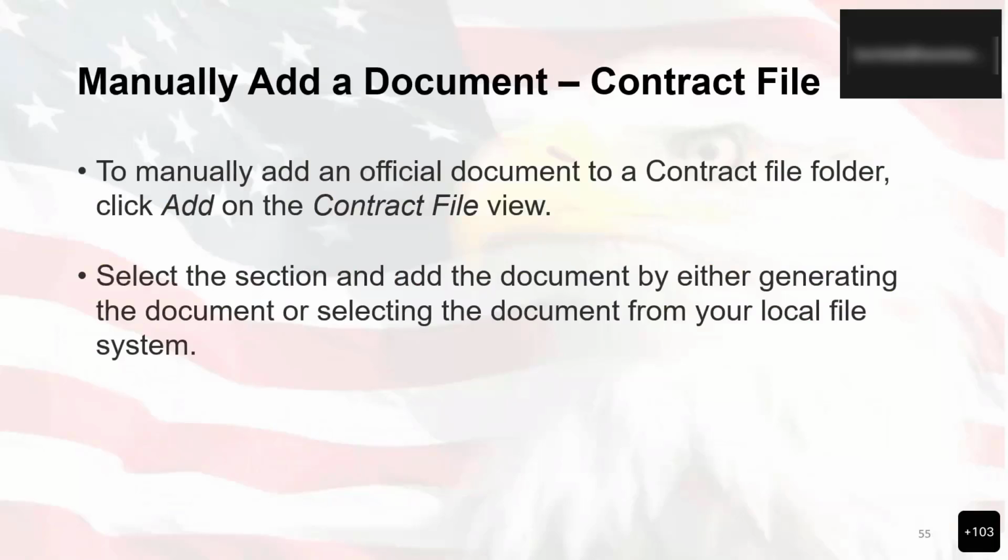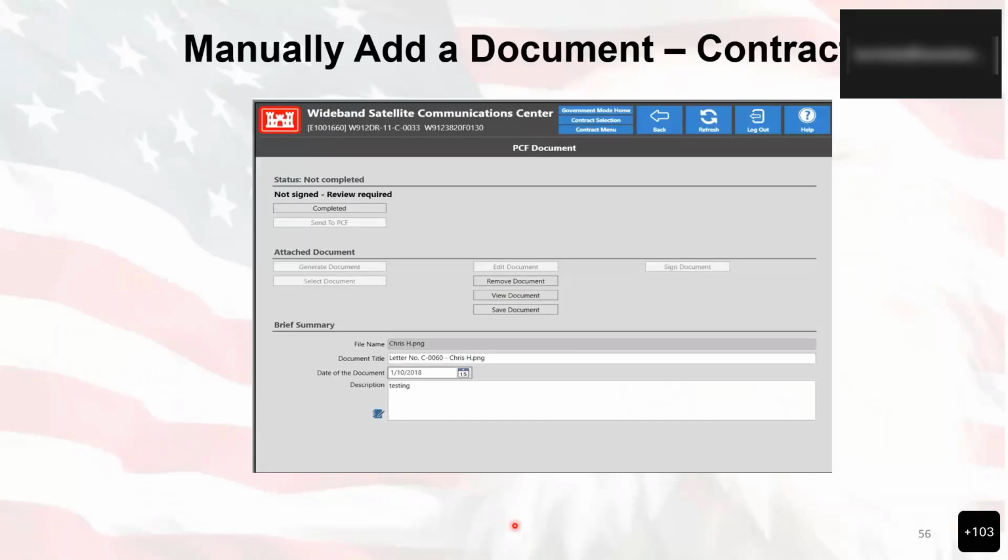To manually add an official document to a contract file folder, you'll click on the add on the contract file view, select the section, and add the document by either generating the document or selecting the document from your local file system. And that is right here. That'll bring up this particular screen and module. The PCF edit view will be displayed for you here.